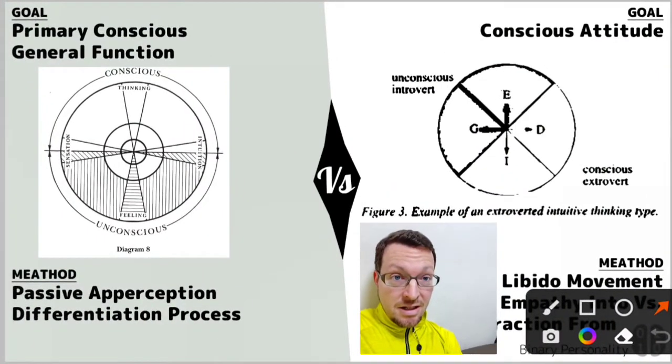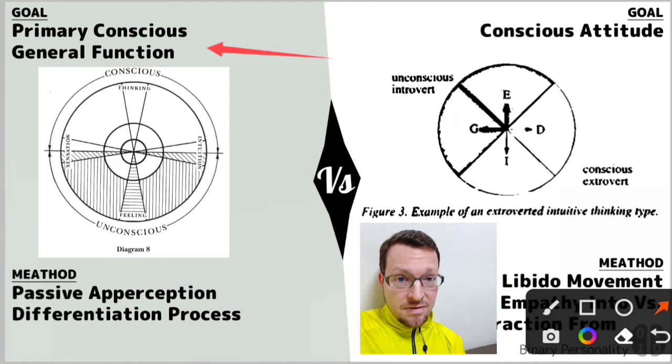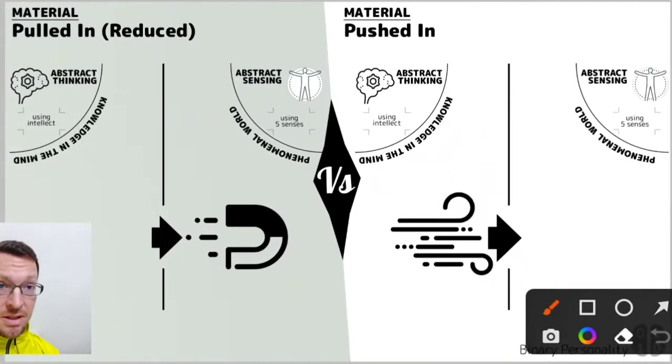Okay, so like I said in the last video, to get at your primary conscious general function, the first thing that we have to do, and the first part of this test, is going to determine how your passive apperception is flowing. All right, so I split passive apperception into two categories.